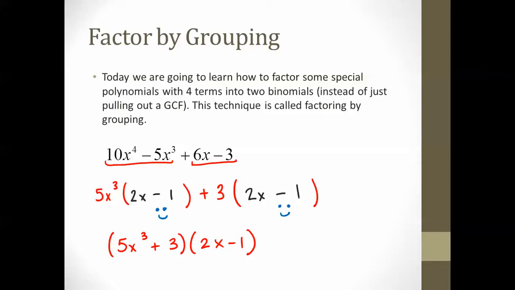The reason this works is because if you think about when we learned to FOIL, 5x cubed times 2x times negative 1, that's the first thing we did in the previous step. And then 3 times 2x times negative 1, that would be the second part of what we did previously.